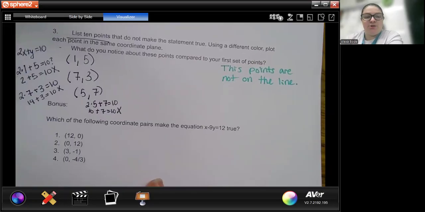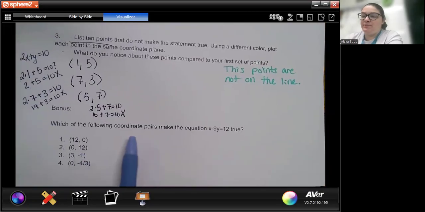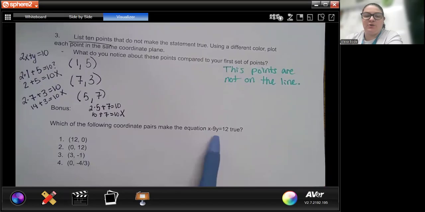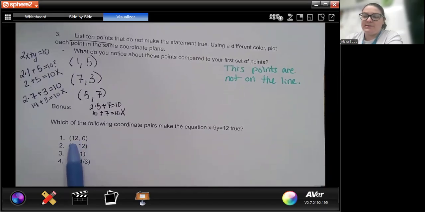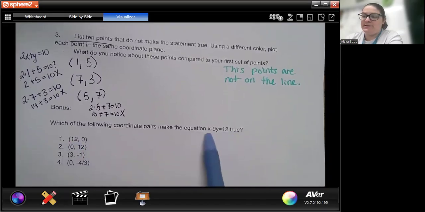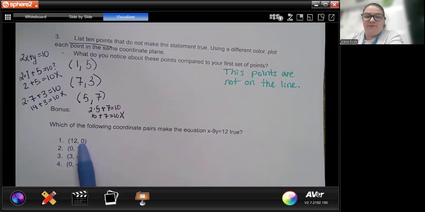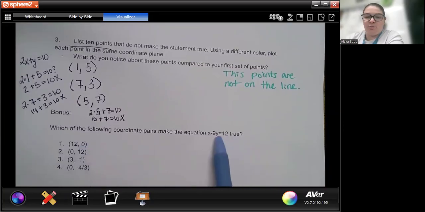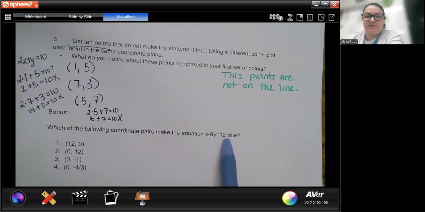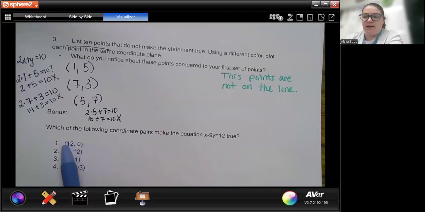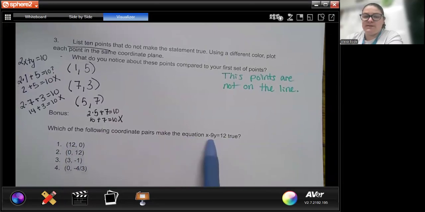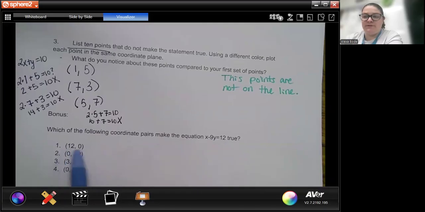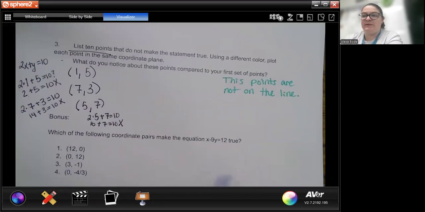And then down here, I want you guys to tell me which of these coordinate pairs make this equation true. So you'll put the x value in where x is, put the y value in where the y is, and solve to see if it equals 12. Does 12 minus 9 times 0 equal 12? If so, then this one works. If it doesn't equal 12, then it doesn't work. Okay, so go through these points, see if they work for this equation and if it makes it true.